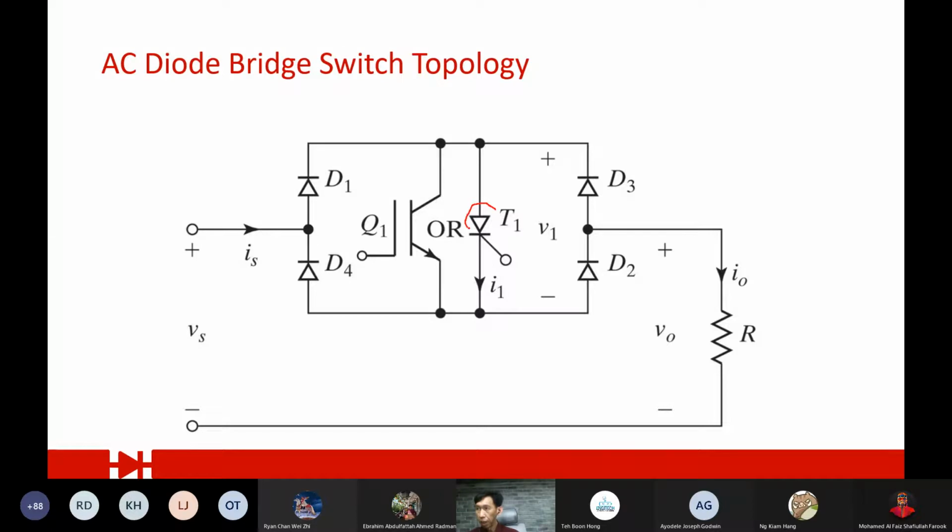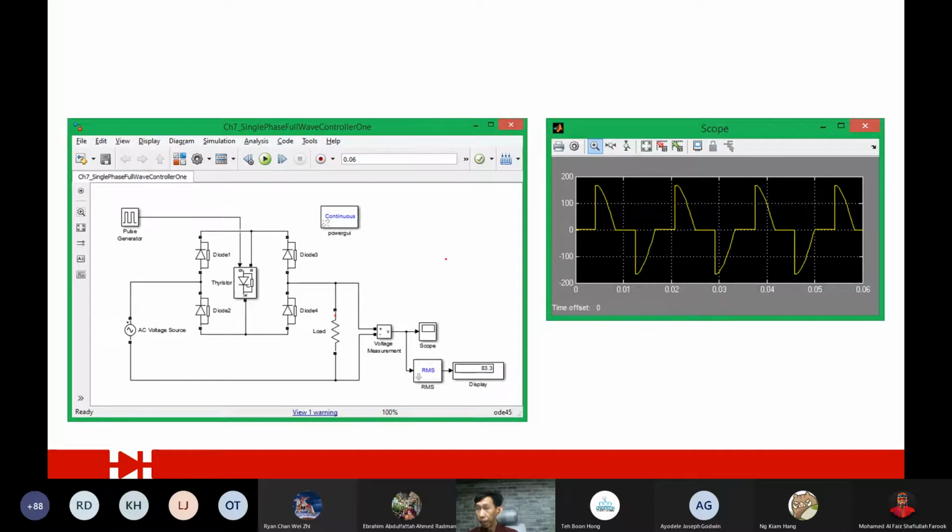So in this case, you save one thyristor, especially for high power application, as thyristors get expensive as the power, current and voltage increase. For those using low power, it doesn't matter. So this is just to show you that there is another way of constructing this AC controller using only one thyristor. You can actually test it out.